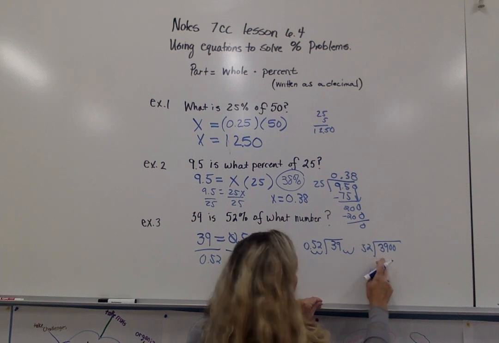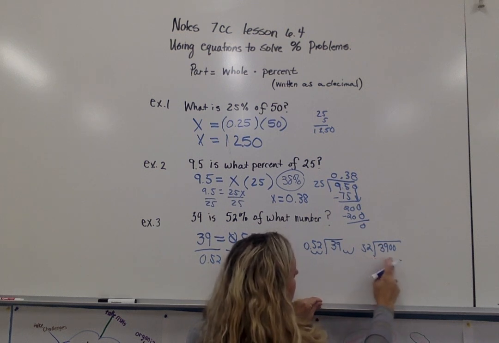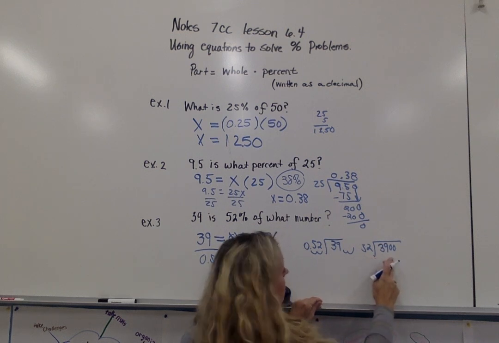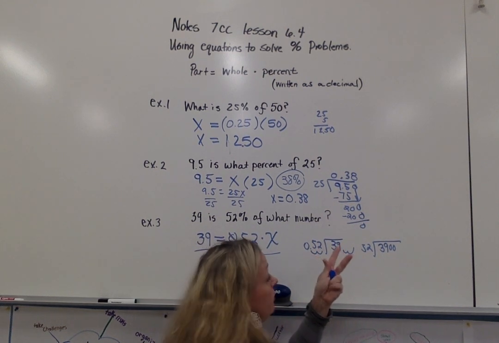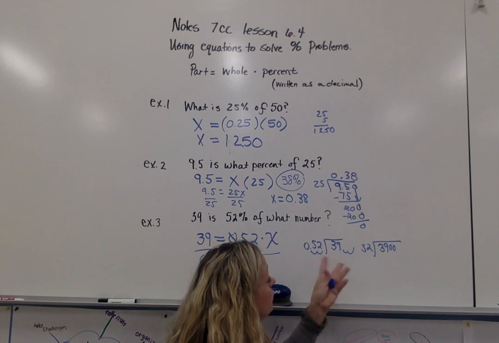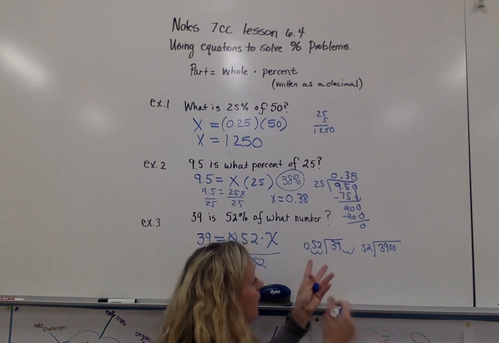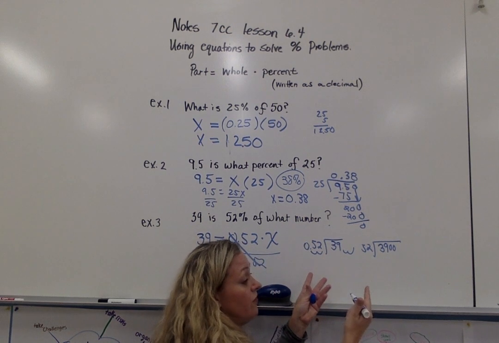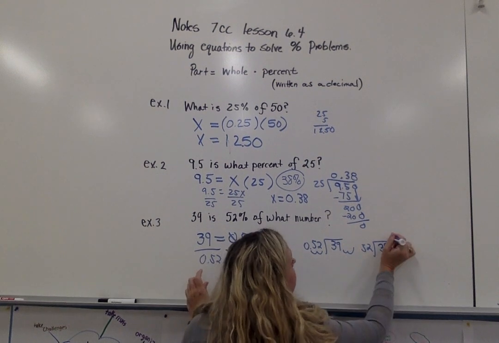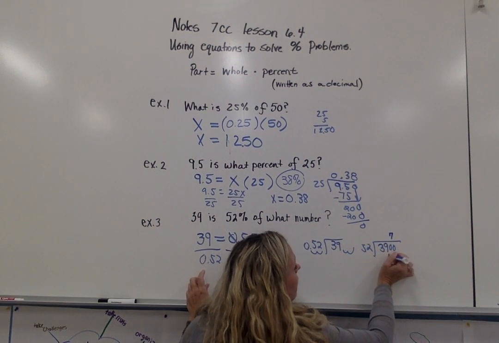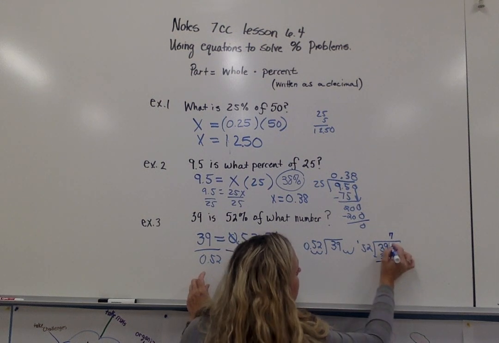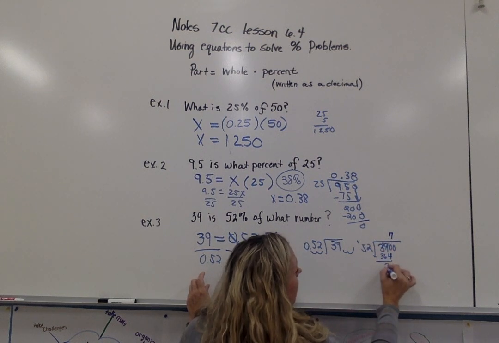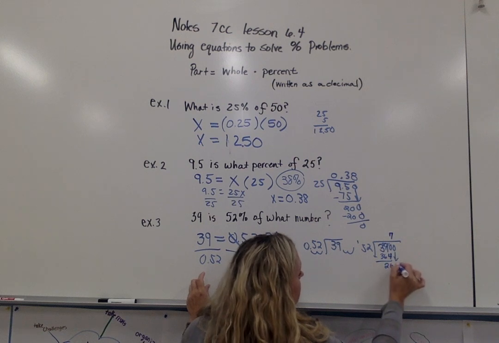52 goes into 39, it doesn't. 52 goes into 390. So I'm going to say that 50, 100, 150, 200, 250, 300, 350. So I'm going to guess about 7. 14, 35, 36. I have now 26, bring down my 0.